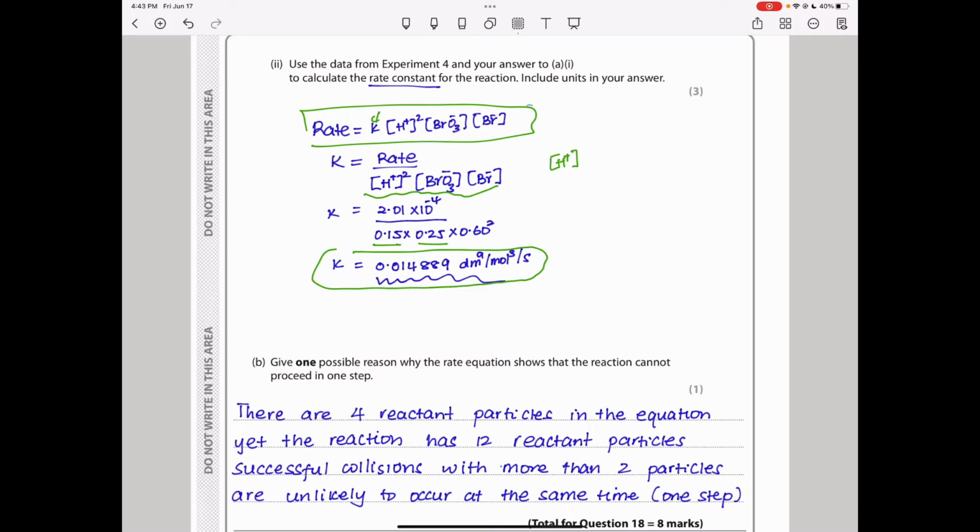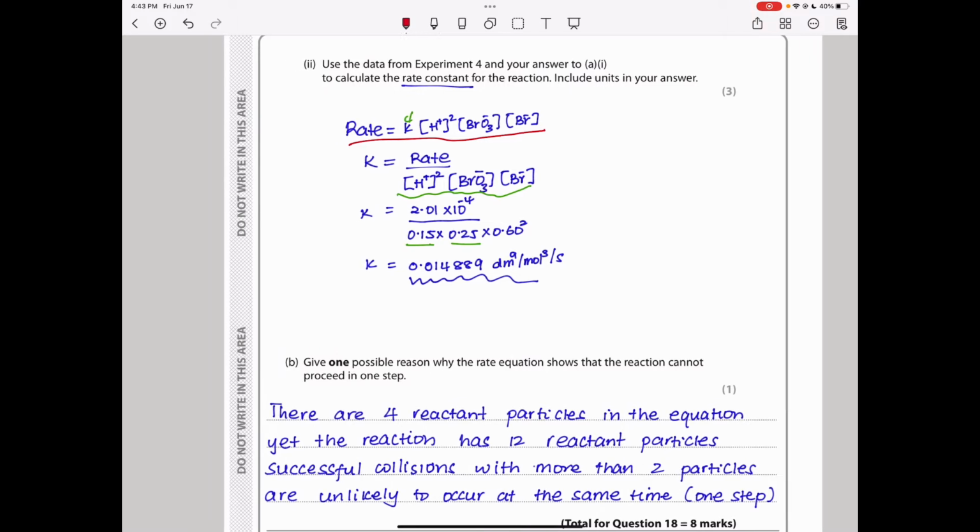So here, let me again first remove that to make it neater. So they say rate, this is what we had as the rate equation from the previous page. So here what we have to do is make the K the subject and substitute the values from the table, basically experiment 4 in the table. I want to take you back slowly.